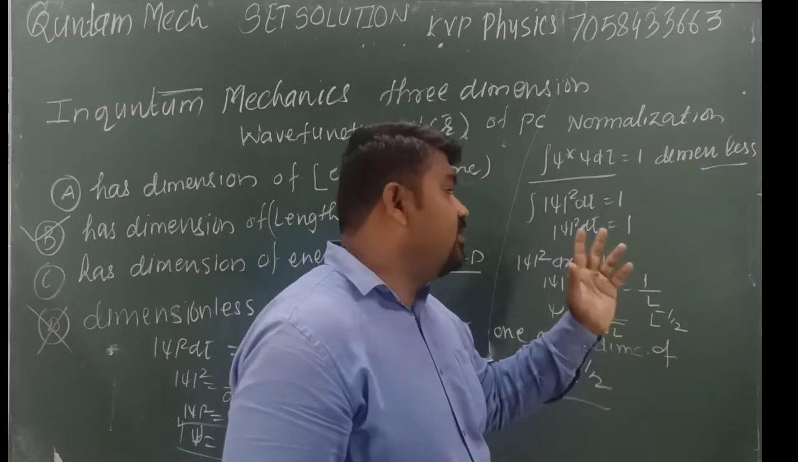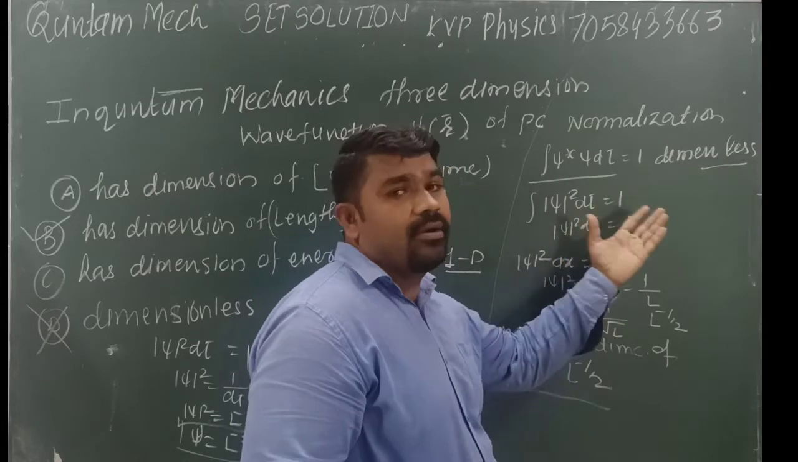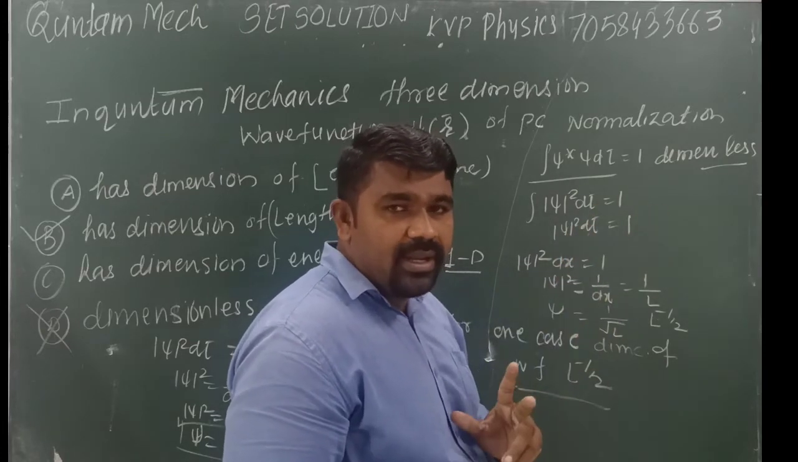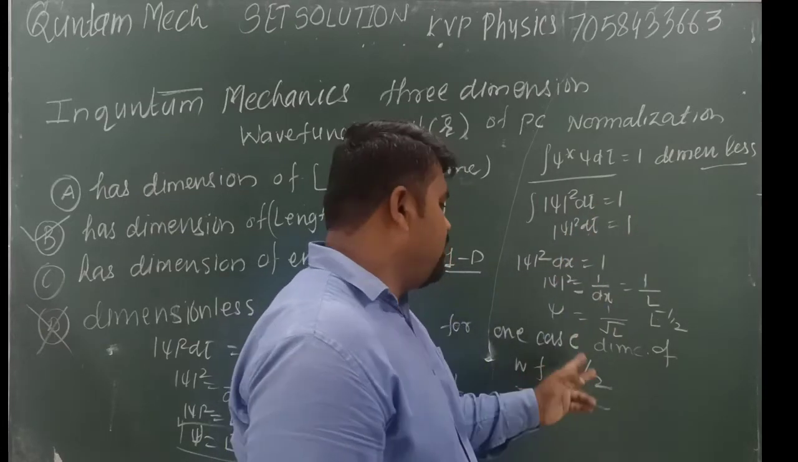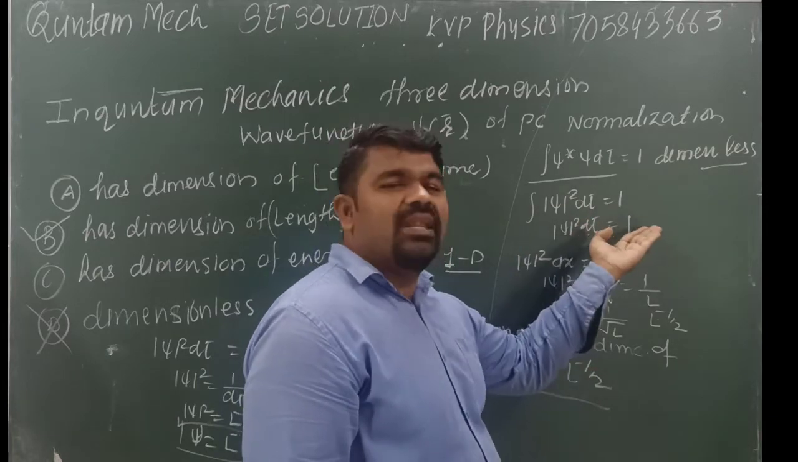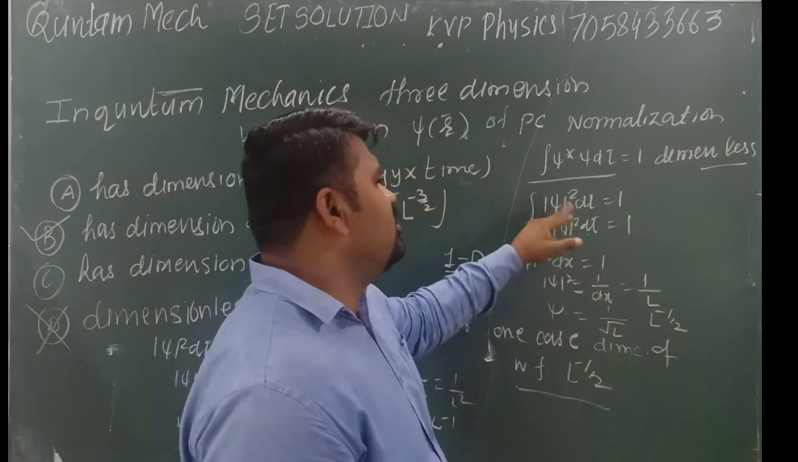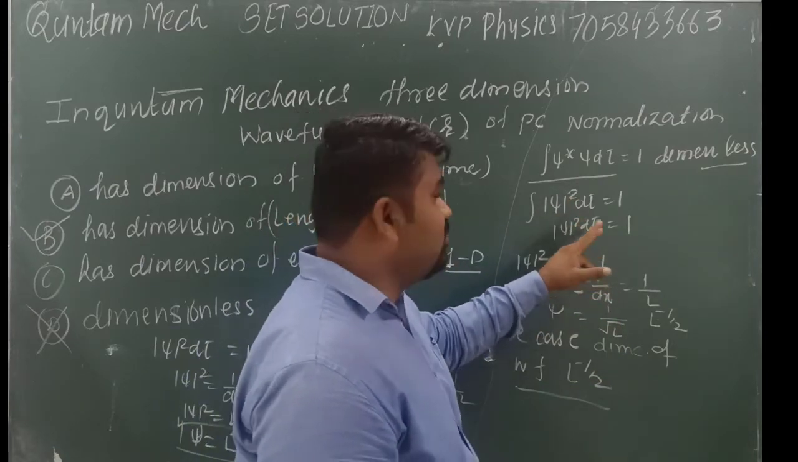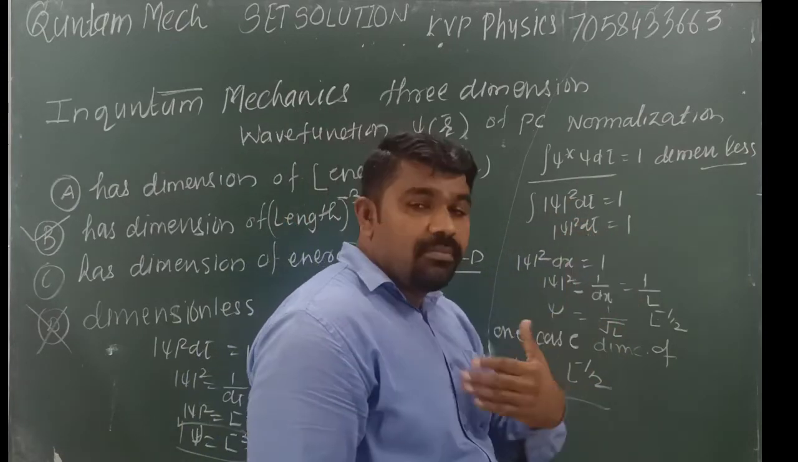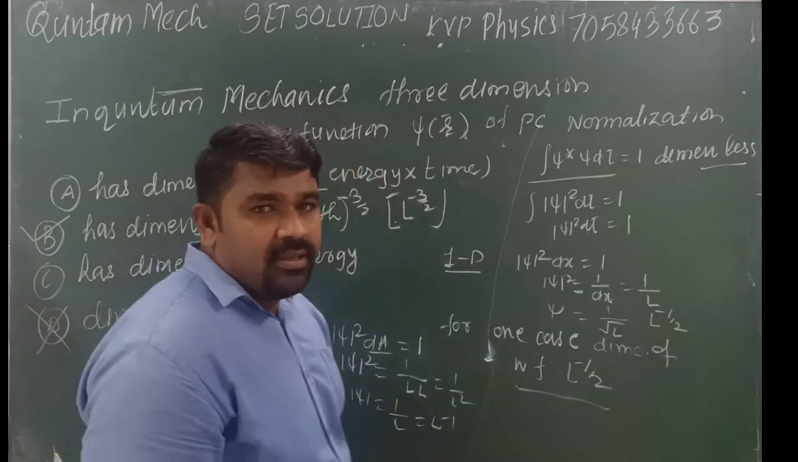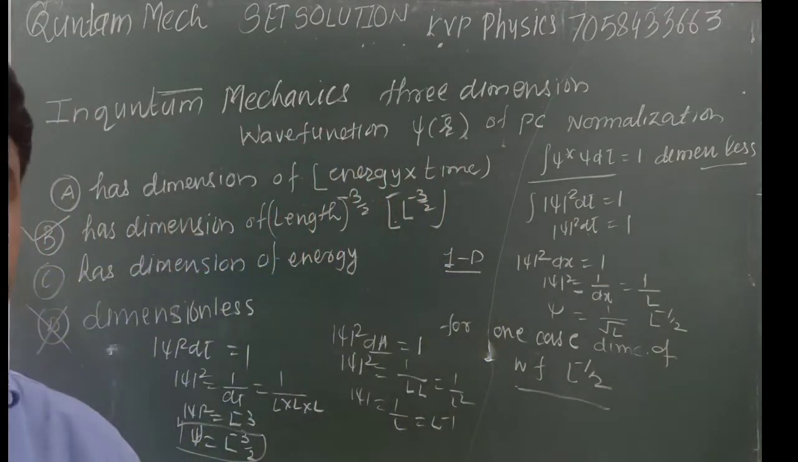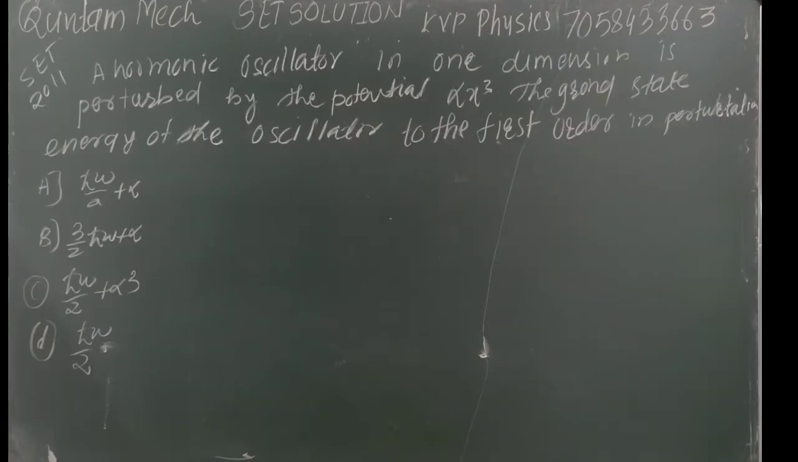Psi star, dx or dy, dA or d tau, is equal to how much? 1. For 1D it is dx, 2D dA, 3D d tau. This is equal to 1, which means the right-hand side is a dimensionless quantity. This one is a dimensionless quantity, which means this one has the reverse dimension. Yes or no? Then and only then this multiplication becomes dimensionless.